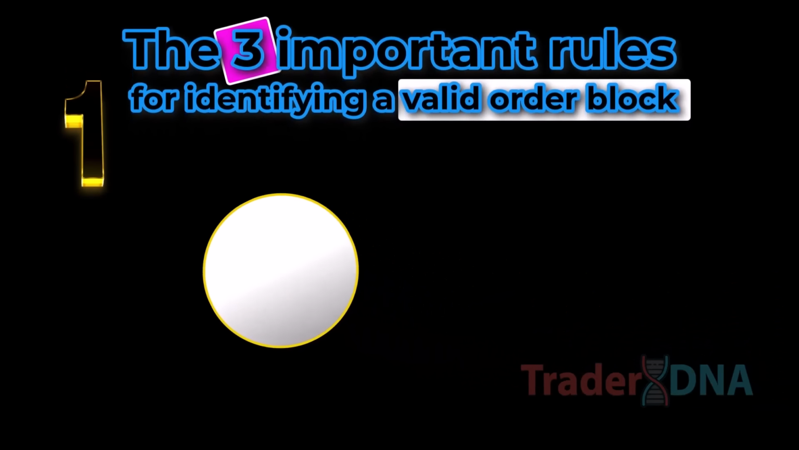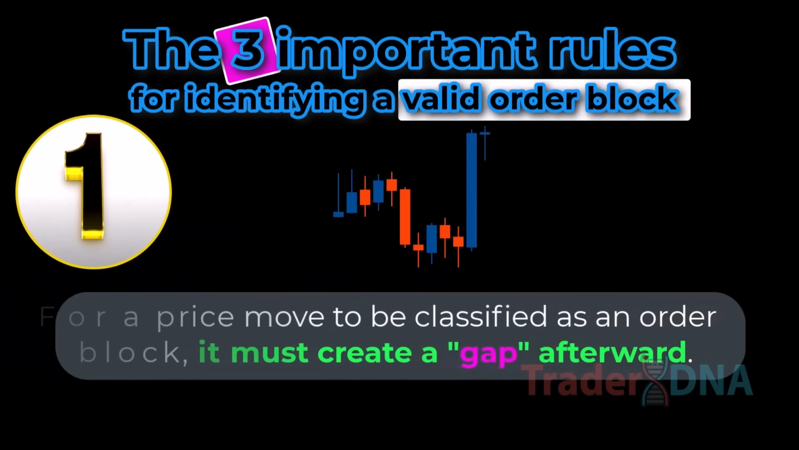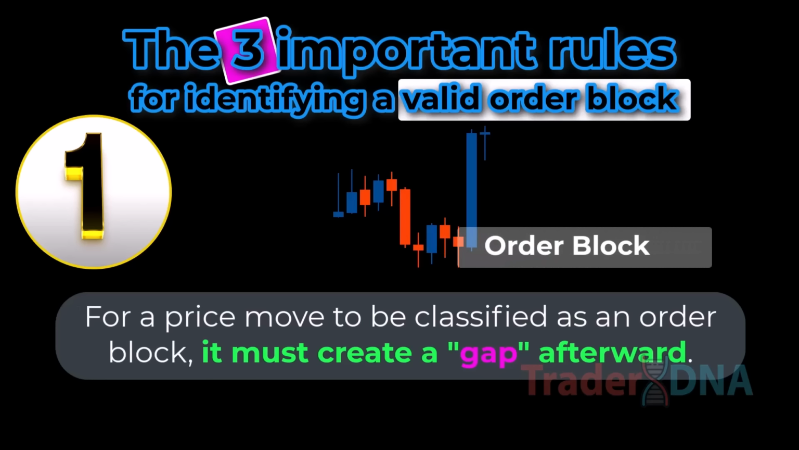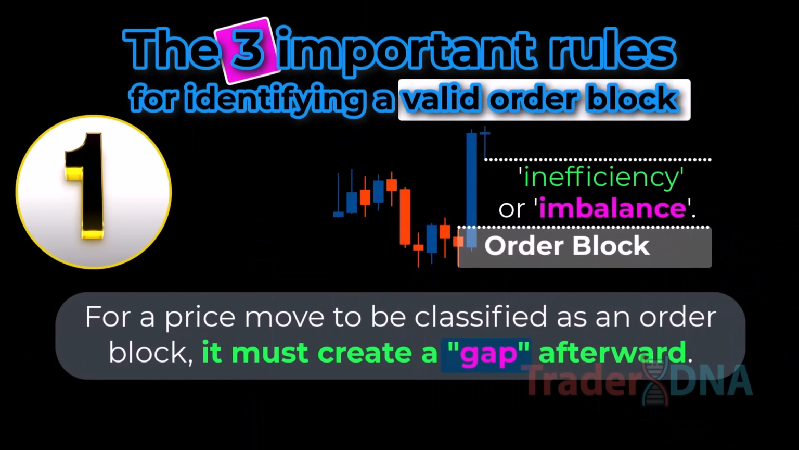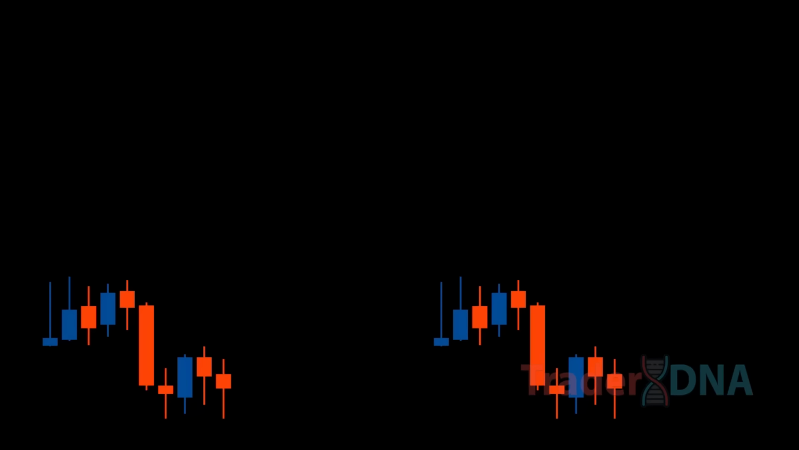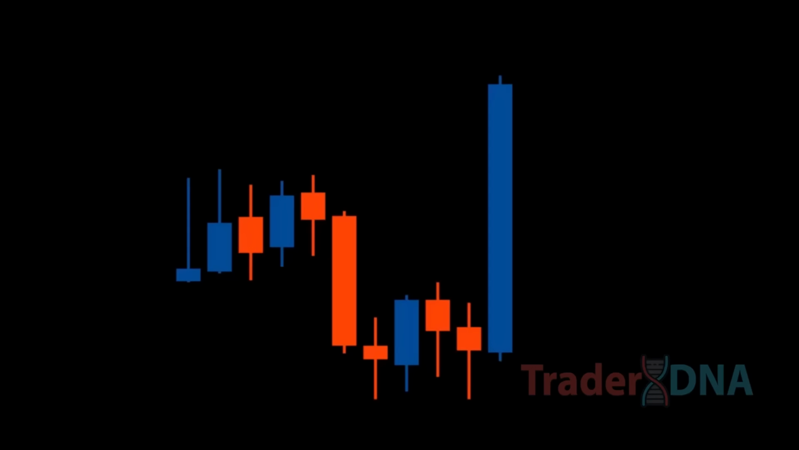Period. Rule number 1. For a move to qualify as an order block, it must create a gap right after it. That gap is what traders call inefficiency or imbalance. And whenever you hear those words, just think gap. Now look at this example. We've got 2 strong bullish moves that look almost identical. But here's the key difference. On the left, there's a gap between the first candle's upper wick and the third candle's lower wick.